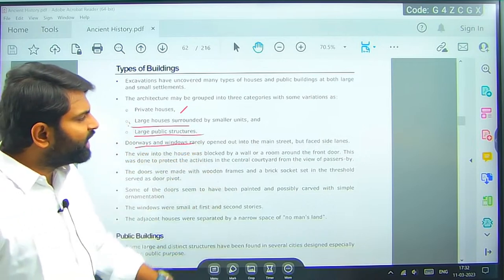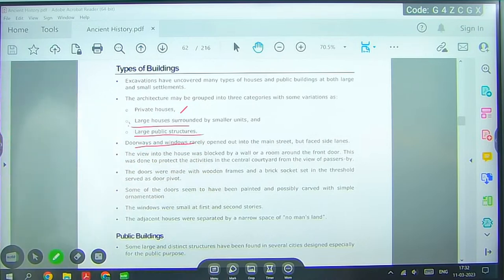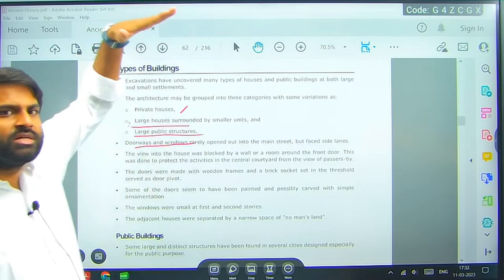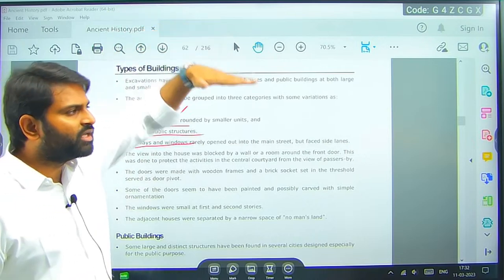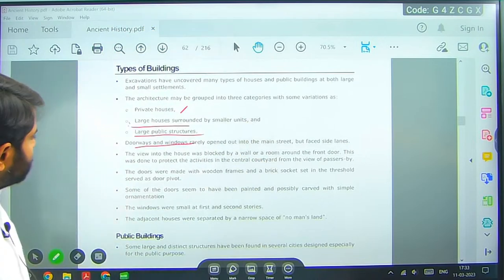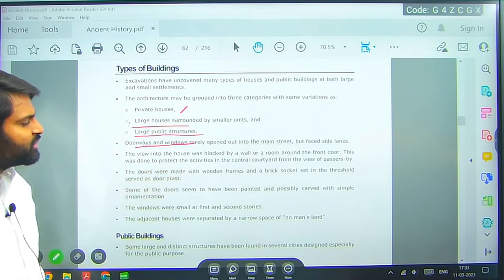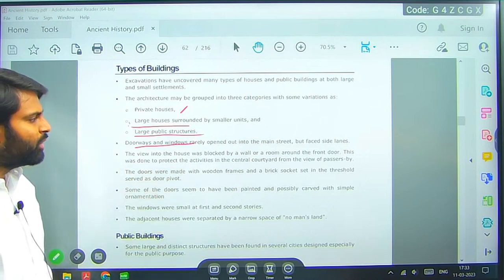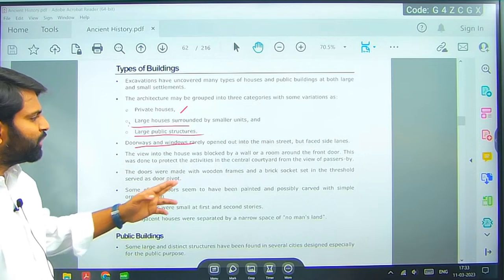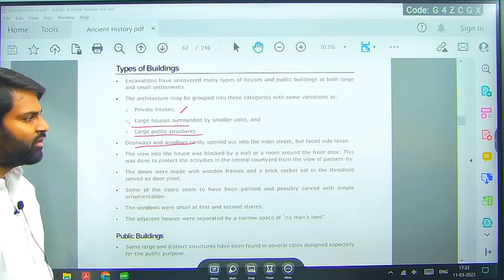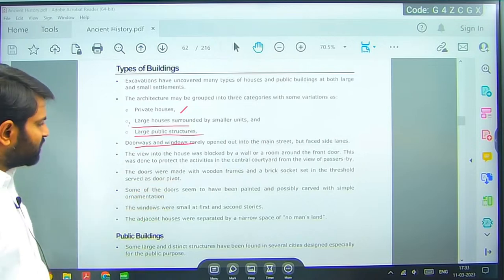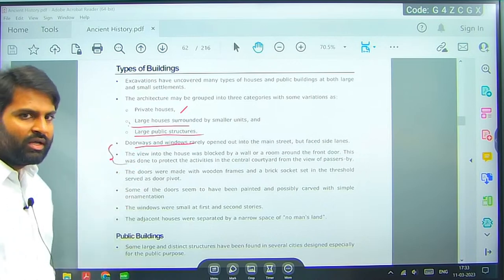Doorways and windows rarely opened out to the main street, but faced sidelines to protect from dust and other pollution, maybe because of urbanization. Unlike previous civilizations, now we are seeing urban civilization. The view into the house is blocked by a wall or a room around the front door. This was done to protect activities in the central courtyard from the view of passersby. So there is clearly privacy.